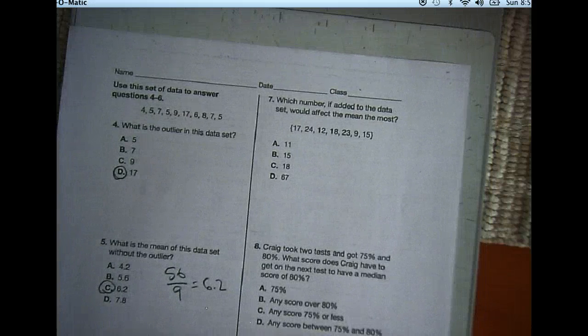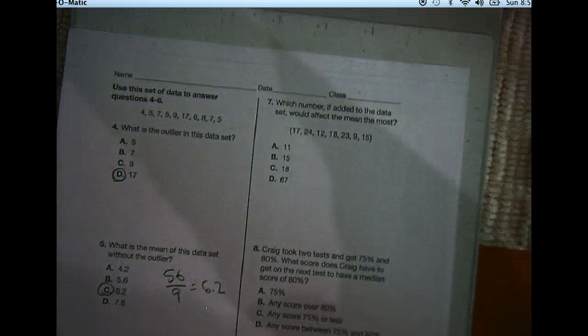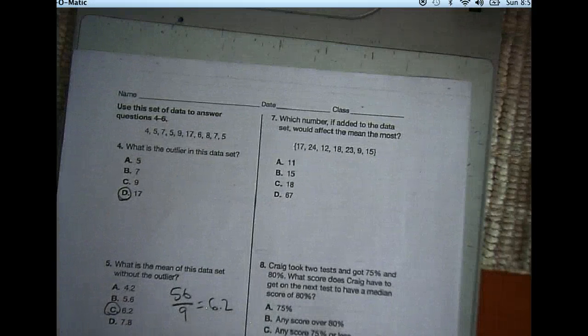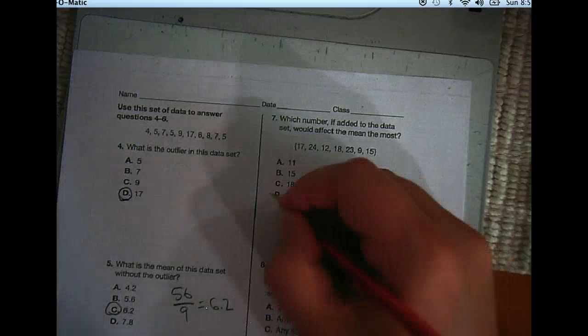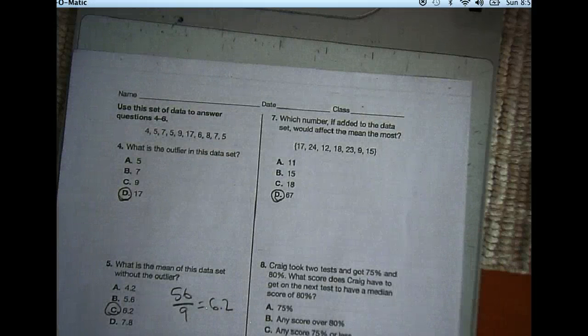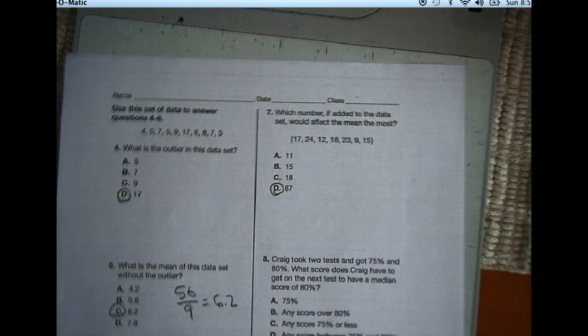Then we'll go over to the next one. Which number, if added to the data set, would affect it the most? Well, I can tell just by looking at that. All the numbers are kind of between 9 and 24 except for 1. So the one that's going to affect it the most is going to be 67. I don't even have to do that. I just know that that's 67. All the other numbers are within the range, but the 67 isn't within the range. If I found the mean of that data set, it would be really close to all those other ones. The number that's furthest away from the mean is going to affect the data set the most.